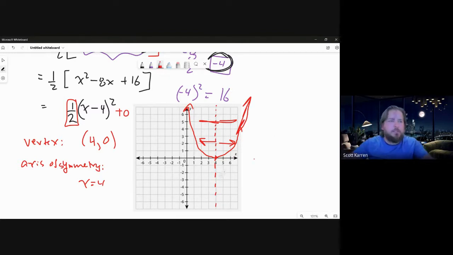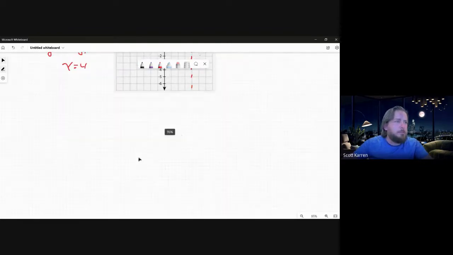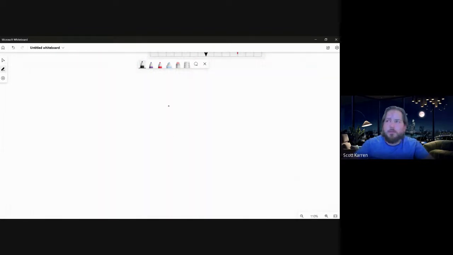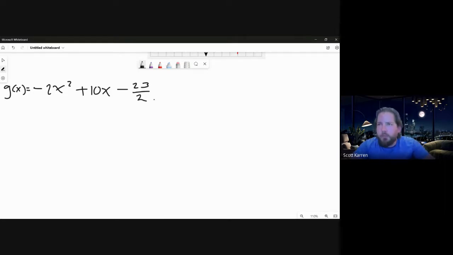Let's do one more here then. Let's take a look at this guy. Negative 2x squared, let's call this g of x, equals negative 2x squared plus 10x minus 23 over 2. So it's already unpleasant, right? Because I have a fraction right from the get-go.